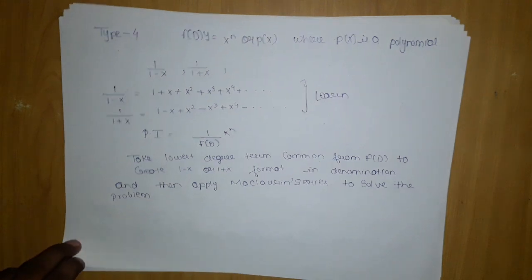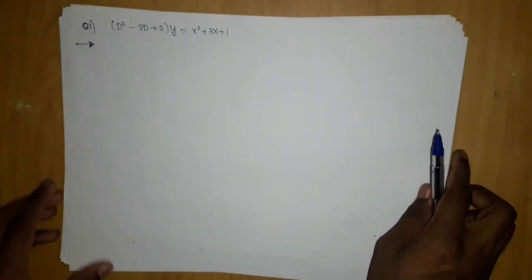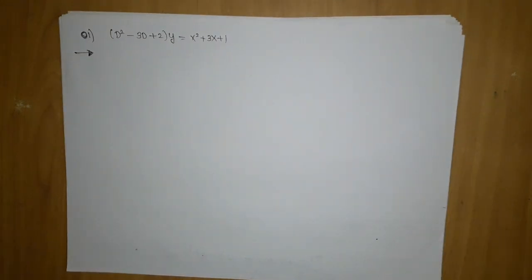So let's begin with the problem. The question which we are going to take is this. The first question, which says D square minus 3D plus 2 into y equals to x square plus 3x plus 1. Now by observing only you can make out that it is a type 4 problem.